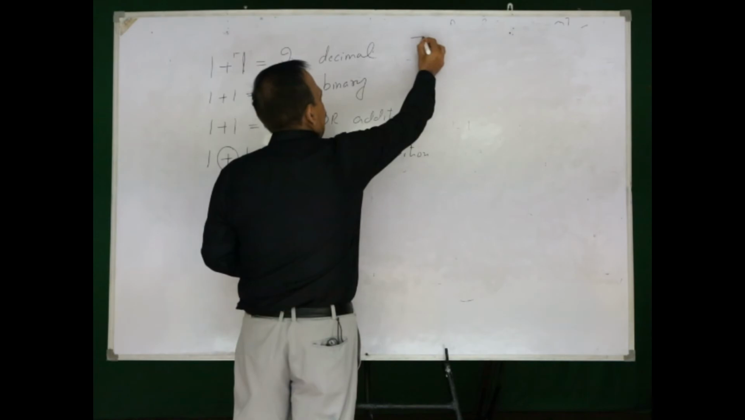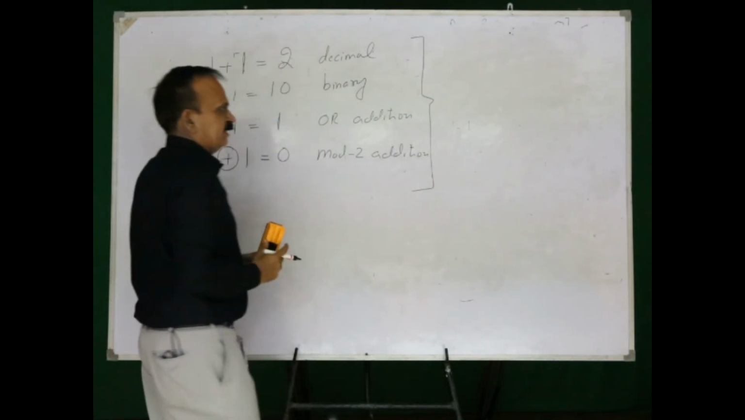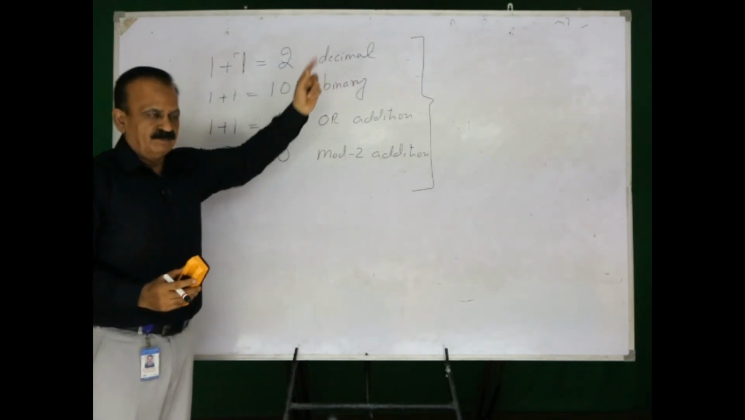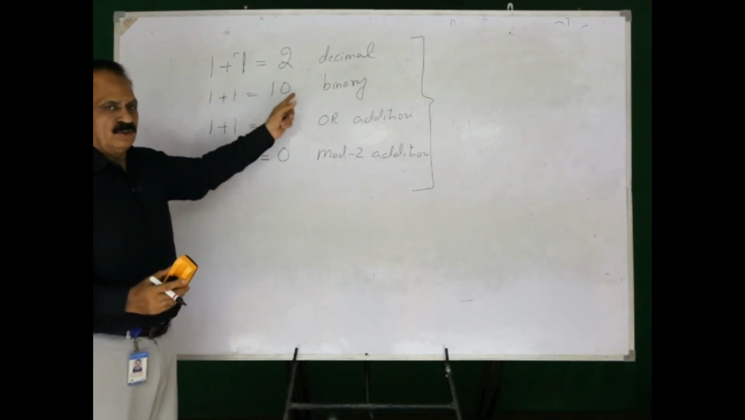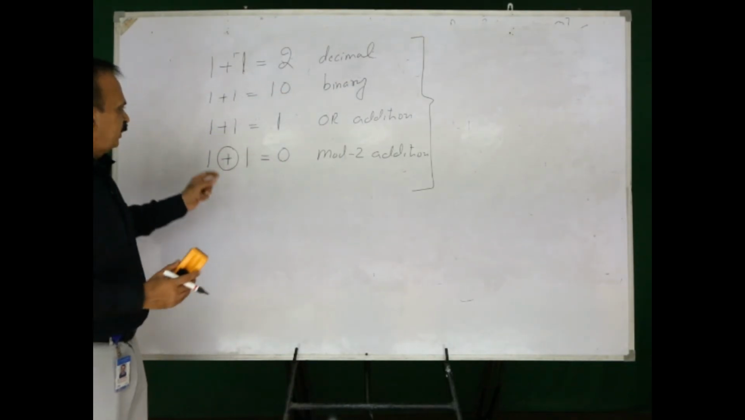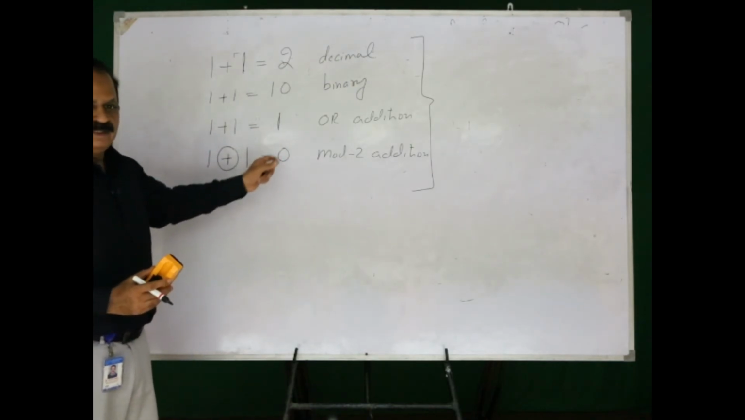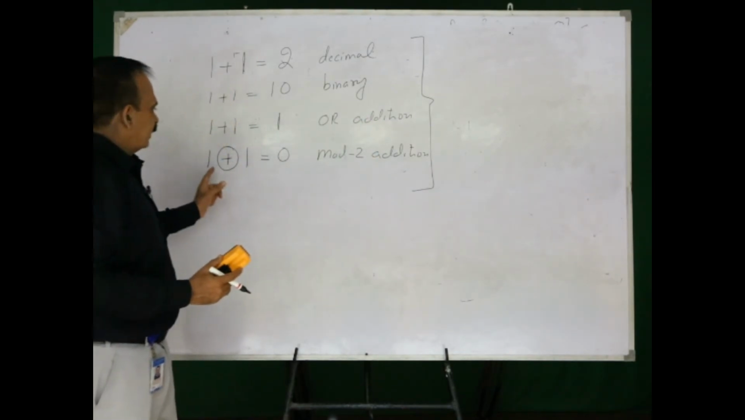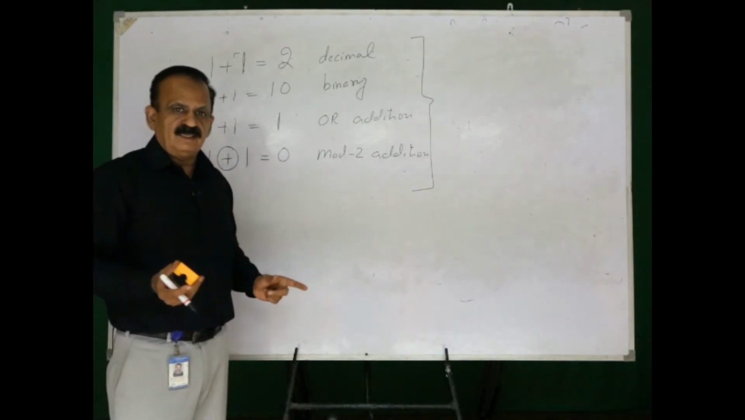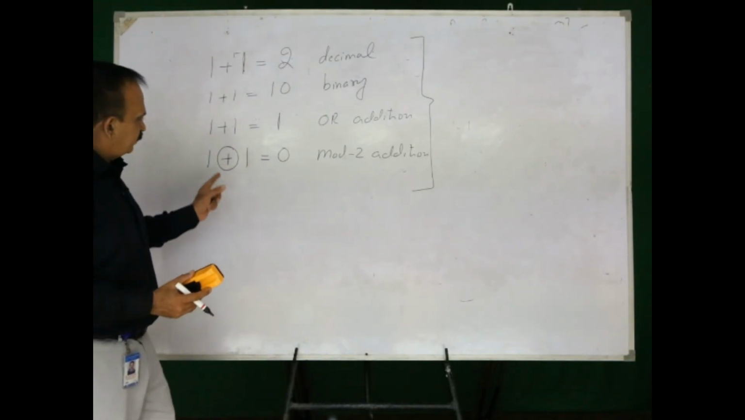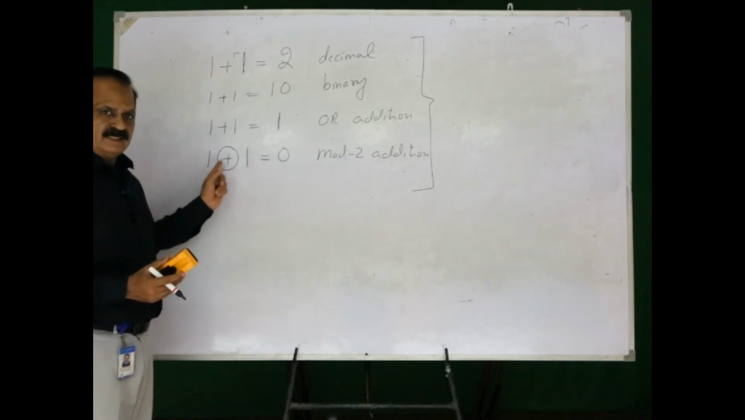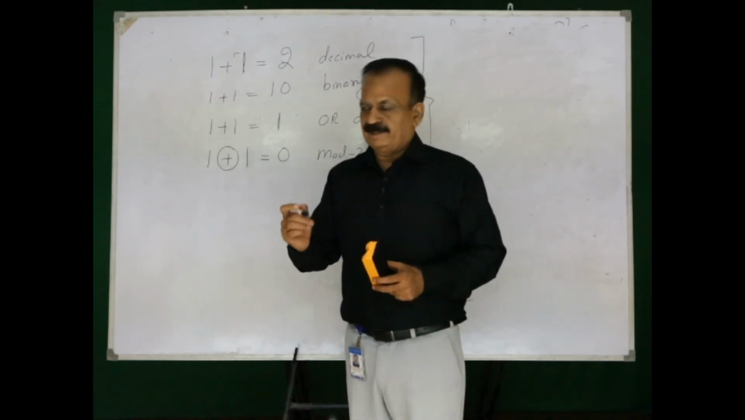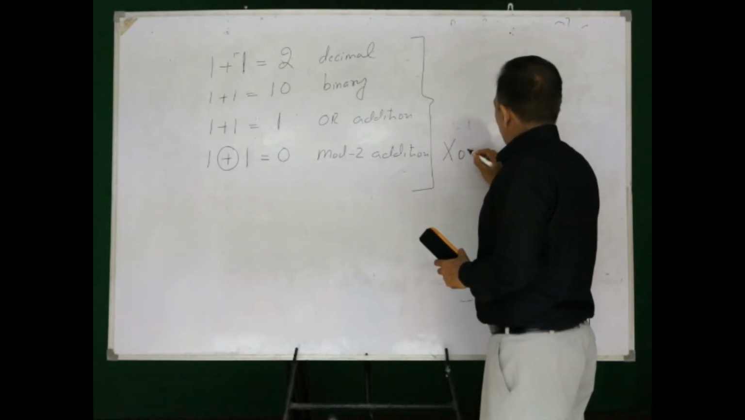Now by this time we must be very clear regarding this. If 1 plus 1 is equal to 2, we are in the decimal number system. If 1 plus 1 is equal to 10, this is the binary number system. If I say 1 plus 1 is equal to 1, this is Boolean addition or the OR addition or gate addition. And if I say 1 plus 1 is equal to 0, this is nothing but exclusive OR addition, and this is indicated by this plus with a circle over it, and this is known as mod 2 addition. This is nothing but XOR addition.